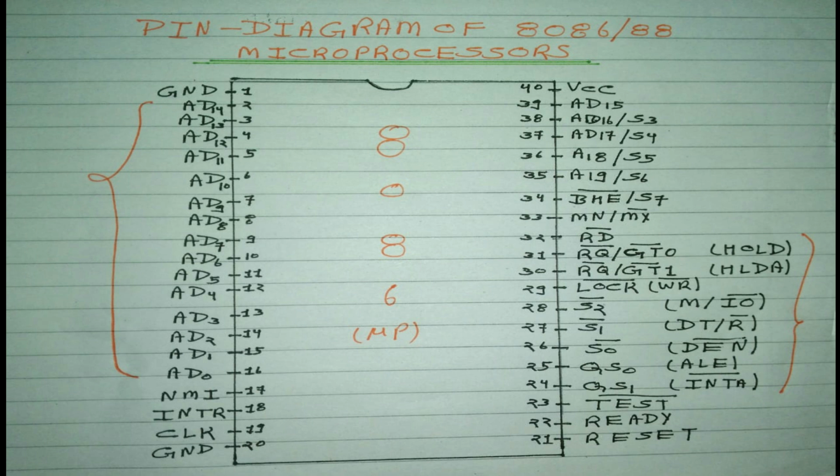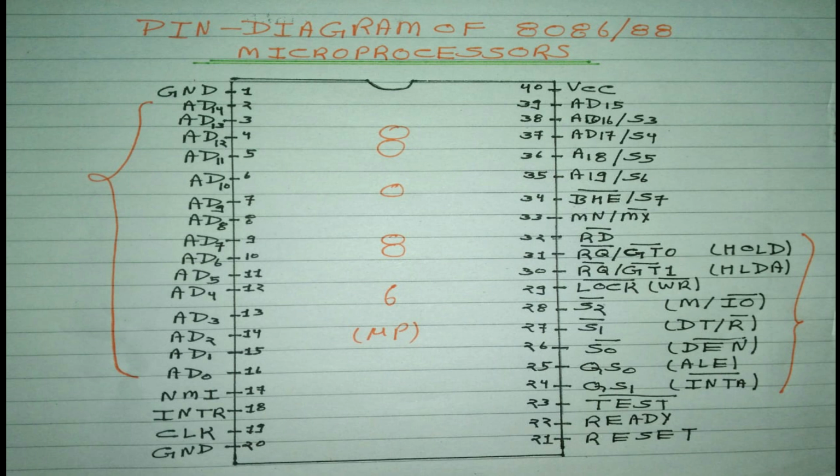Okay. Similarly, pin number 22, named READY. This pin is used to insert wait states into the timing of the microprocessor. When the READY pin is placed at logic 0, please concentrate, at the logic 0 level, the microprocessor enters into a wait state and remains idle. And when the READY pin is placed at logic 1 level, it continues normal operation.